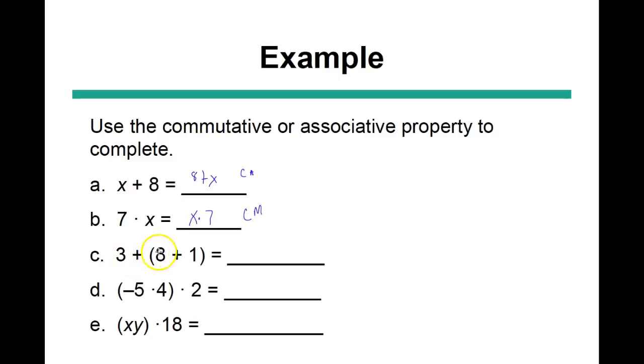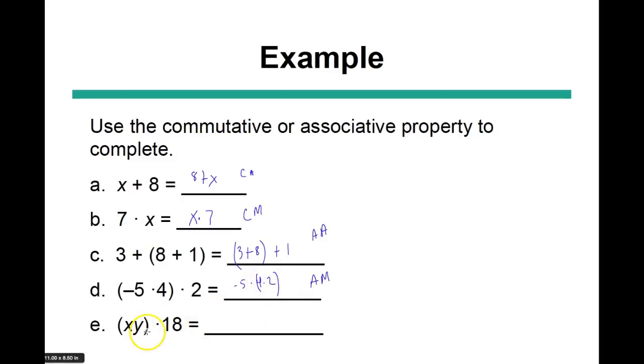And of course for C, we know that 3 plus 8 plus 1 is the same thing as saying 3 plus 8, doing that first, and then afterwards adding 1 to that. And of course this is the associative property of addition. And similarly for D, we know that this will be the same as if we were going to multiply 4 and 2 first, and then after that multiply by negative 5. And this is the associative property for multiplication.